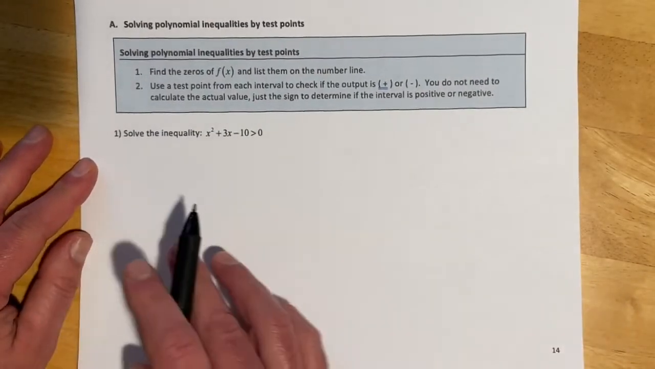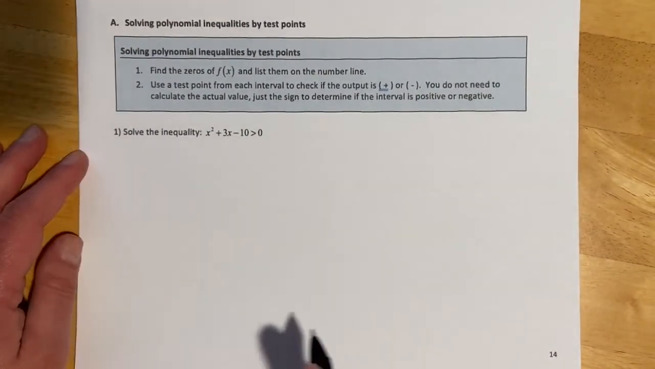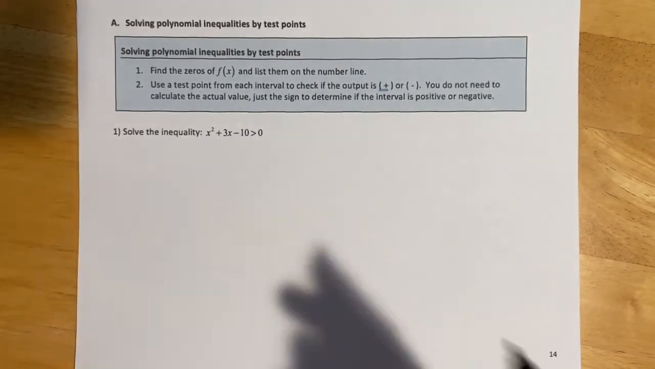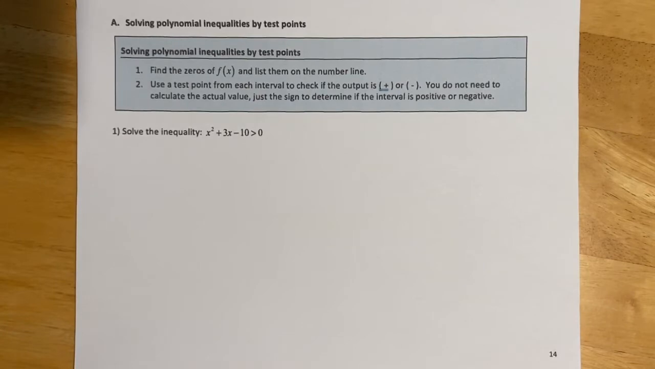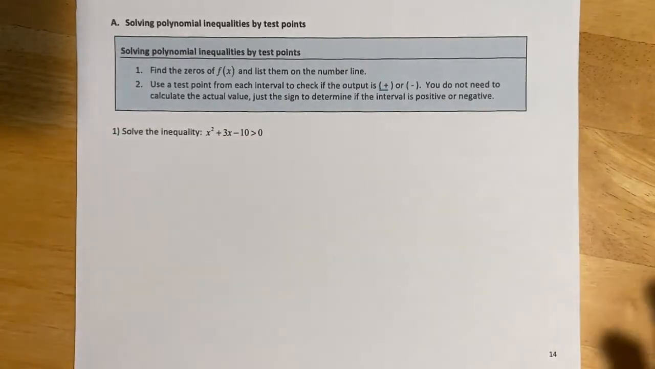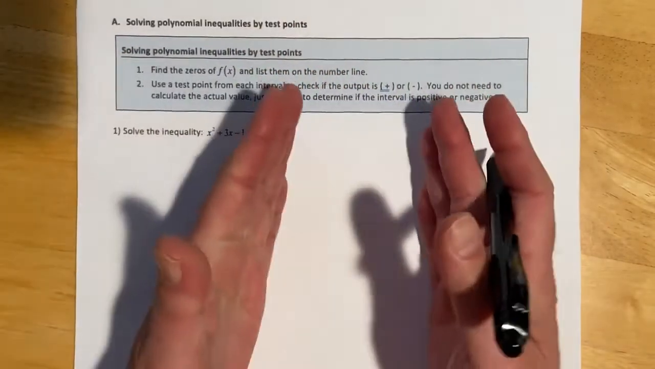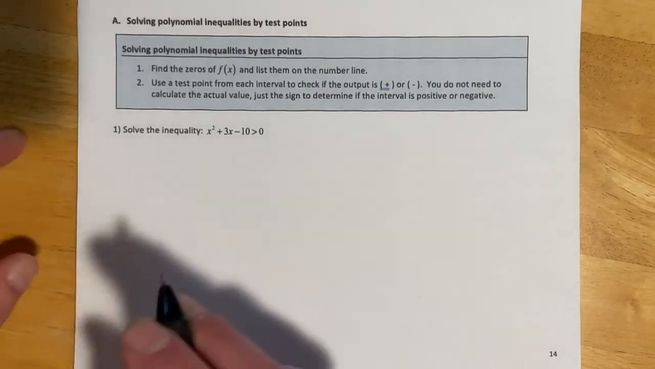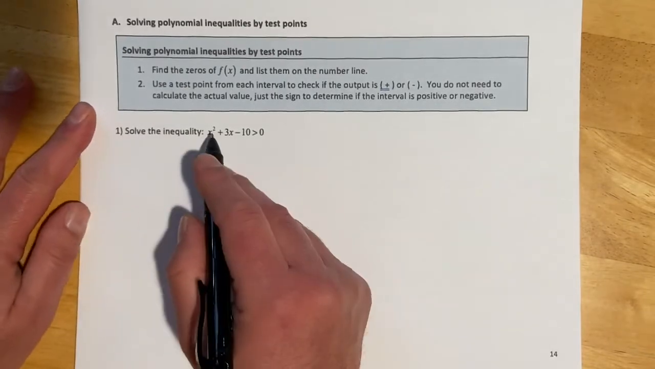Okay, so the first method we're going to look at is using test points. The problem with a polynomial inequality is that you can't just solve it like a linear one, where one side works and one side doesn't. This could have infinite little chunks of the number line that will be solutions and infinite other chunks that won't. We have to have some sort of systematic way to figure out where our solutions are and where they aren't. Test points is one of those systematic ways.